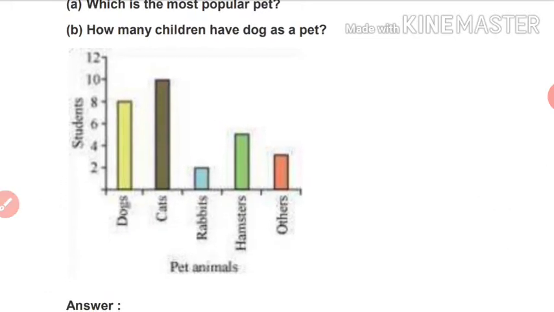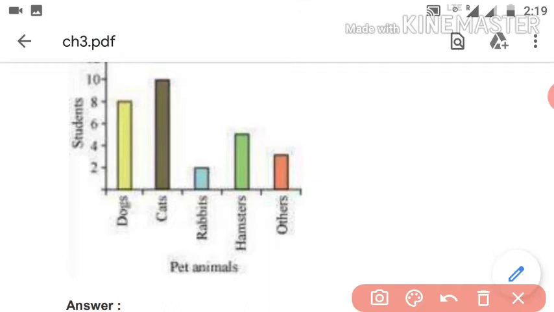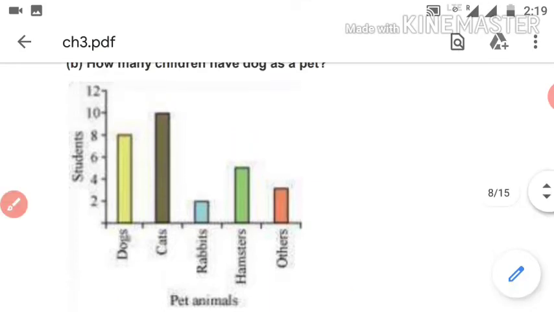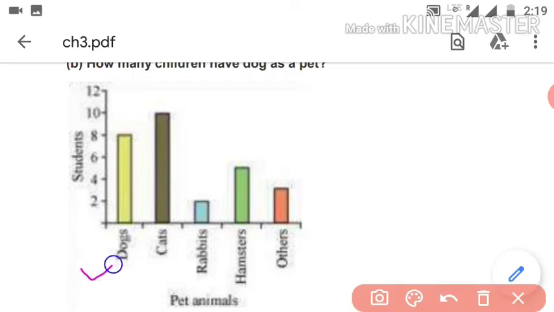This is the given graph. You can see here for dog it is 8, isn't it? And for cat 10 and for rabbit 2. So these are the pet names and this is the number of students.